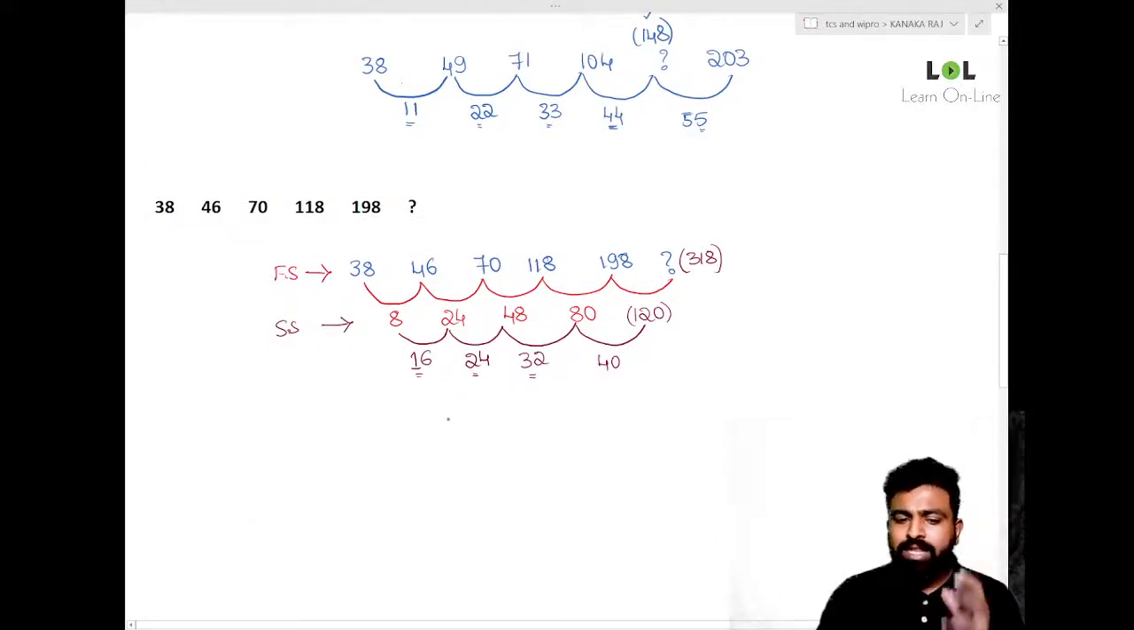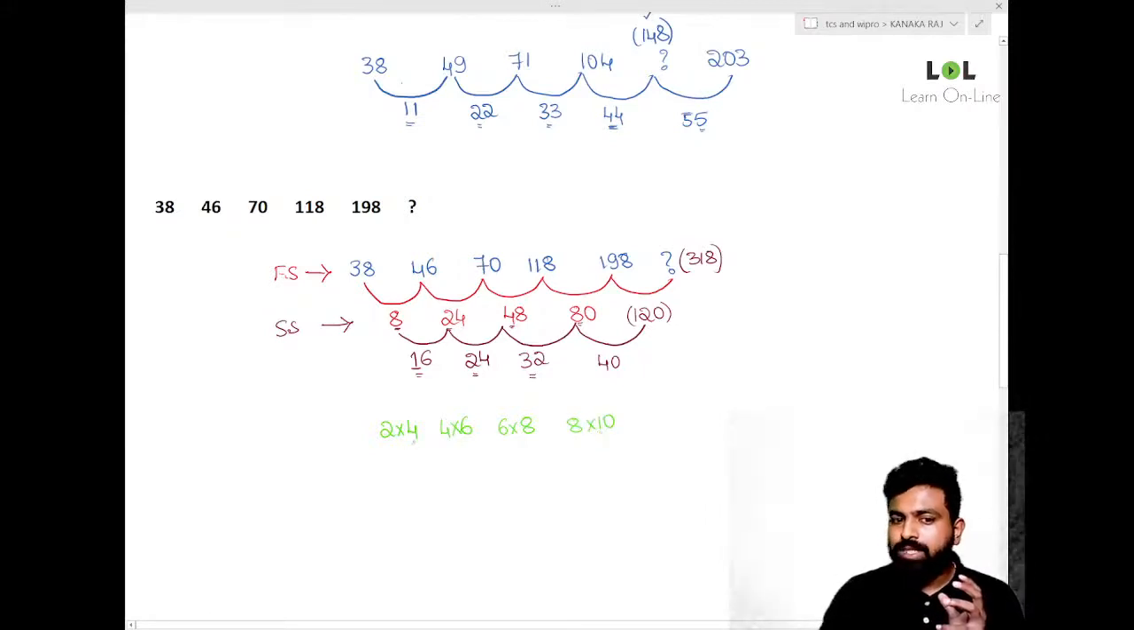But then people, one beauty of this number series topic is that there's not just one way to get the answer. There are multiple ways in which you can get the answer. What are those multiple ways? Now look at this. You have got 8, 24, 48 and 80 as your differences. How can you get 8 in another way? Can I write 8 as 2 into 4? Yes, I can. Can I write 24 as 4 into 6? Yes. What about 48? 6 into 8. What about 80? 80 can be written as 8 into 10.